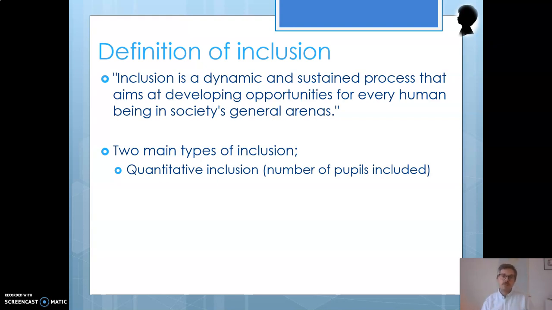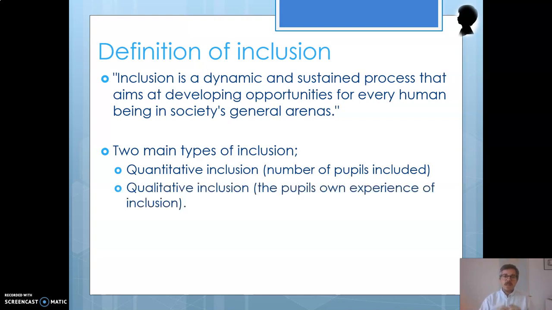But you can also take another stance and look at qualitative inclusion instead. Here is the pupil's own experience of inclusion. That means it's not whether you are in a normal school or not. That is not inclusion in itself. It might be from a quantitative perspective, but not a qualitative perspective. Qualitative inclusion is when we ask a child, do you feel included? And the child responds, yes. Then we can talk about qualitative inclusion.